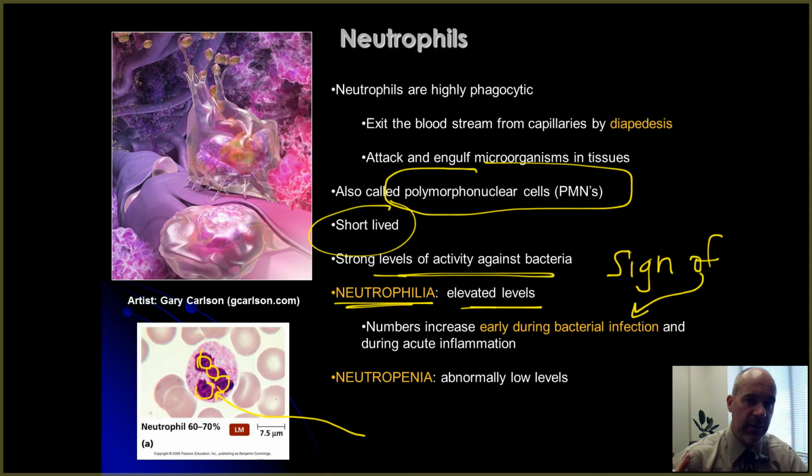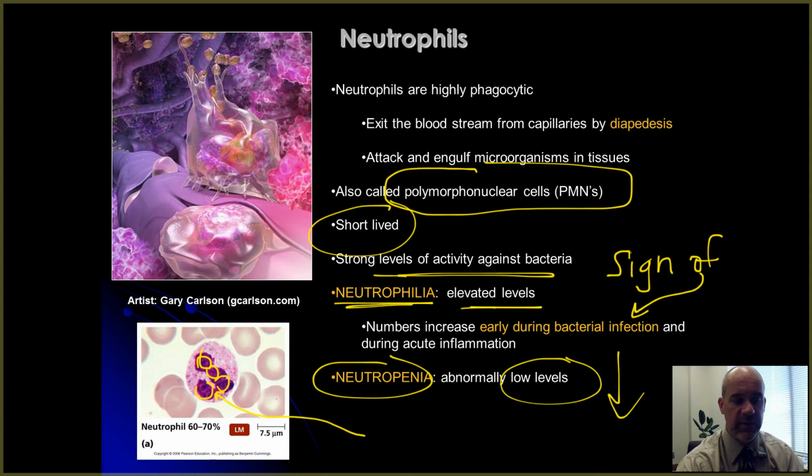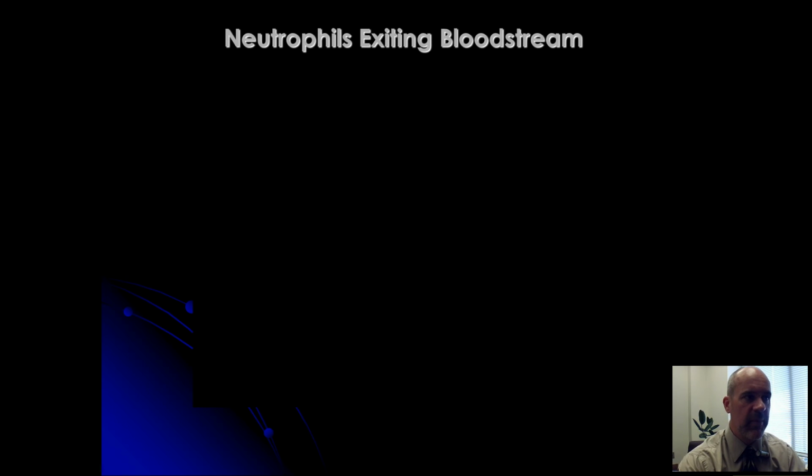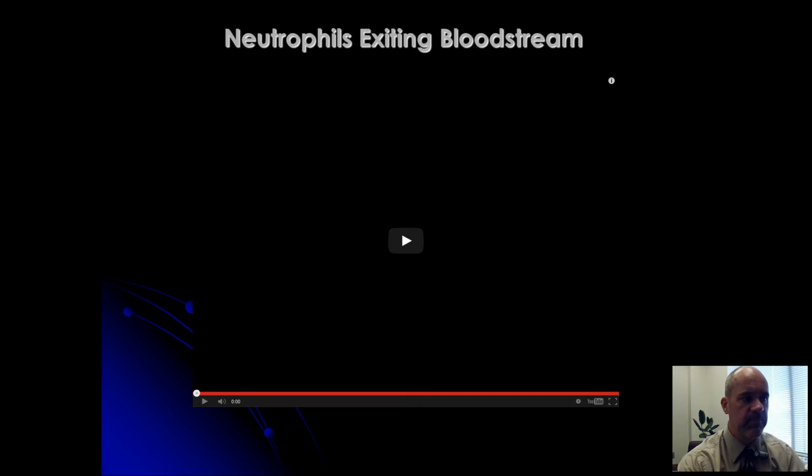If you have a bacterial infection, there are signals that are sent from the infected tissues back to your bone marrow, which tell the bone marrow, hey, crank out some more neutrophils so that they can swarm in here and help fight an infection. So neutrophilia, an elevated number of white blood cells, can be a sign of a bacterial infection. Neutropenia means low levels of neutrophils. And that can happen if your bone marrow gets damaged for some reason. You might not be able to produce enough of those.